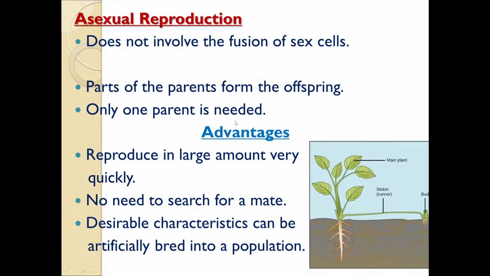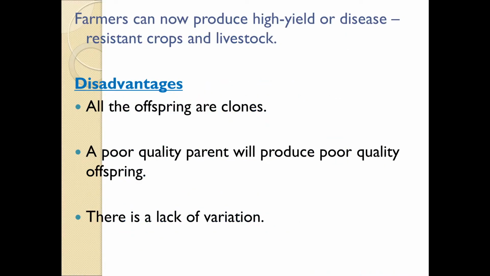The next advantage is that a desirable characteristic can be artificially bred into a population. So what they mean is that if you have one planting sucker, within 2 or 3 years you can actually have a lot of planting suckers because they just keep on reproducing. And the fact that they reproduce in large amounts means that very quickly you will have a lot of those planting suckers at your disposal.